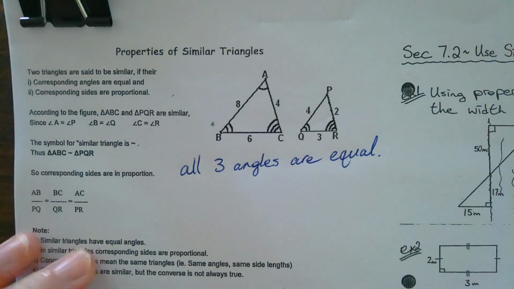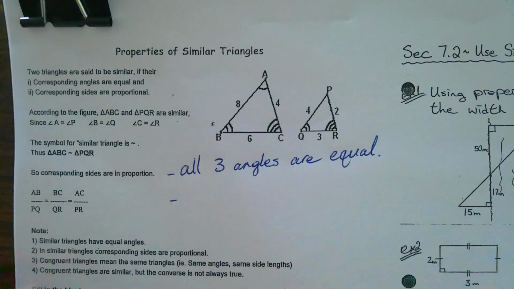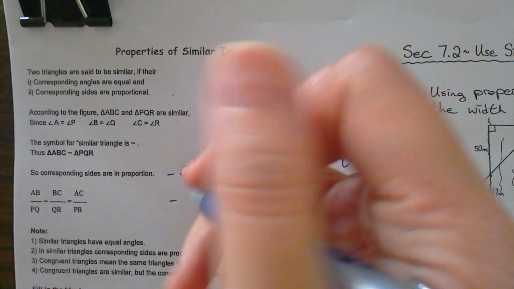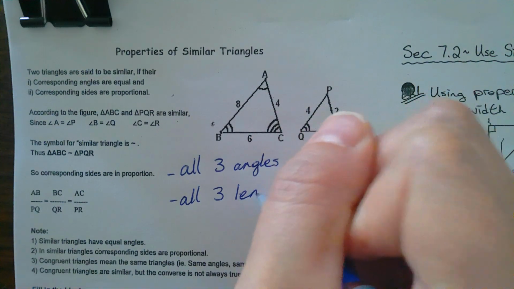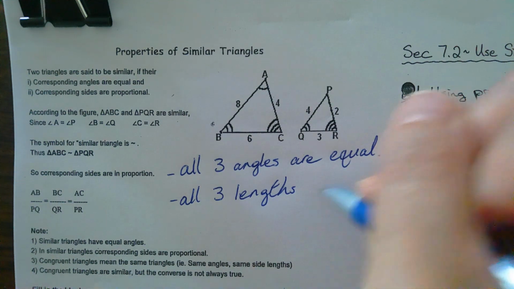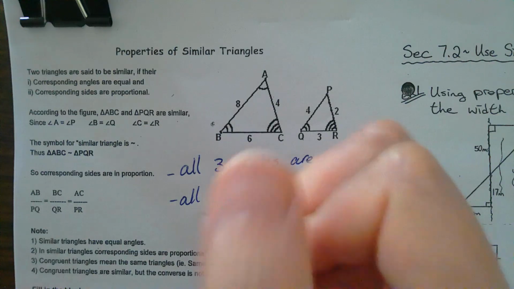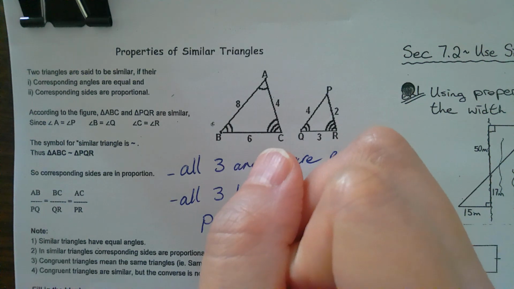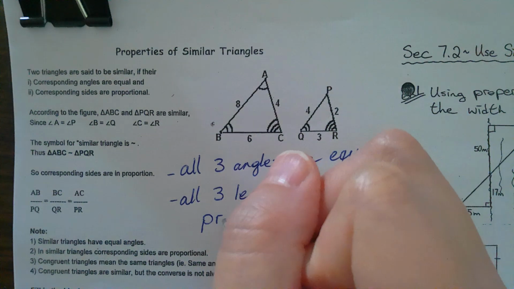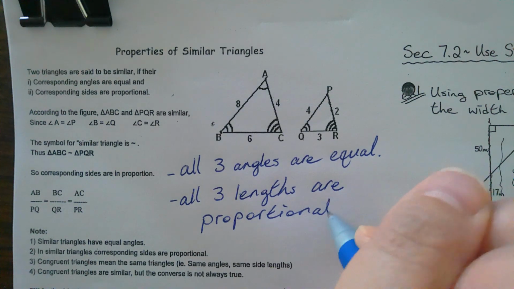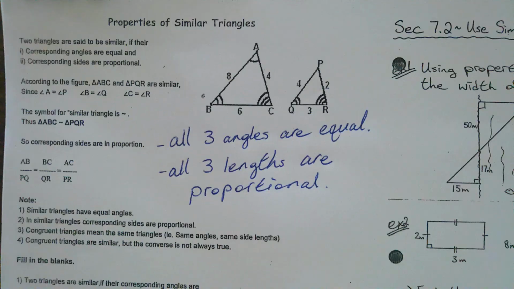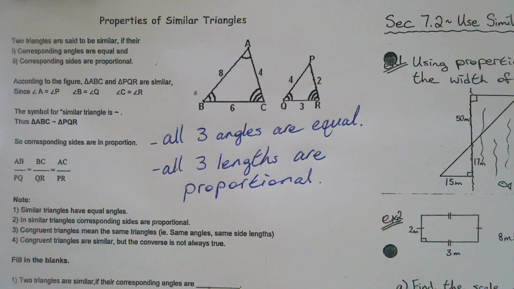All right. But what about the sides? Are all the sides equal? No, but they are proportional. All 3 lengths are proportional. Okay. What do we mean by proportional?